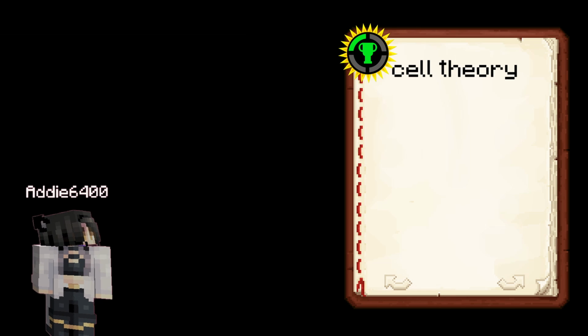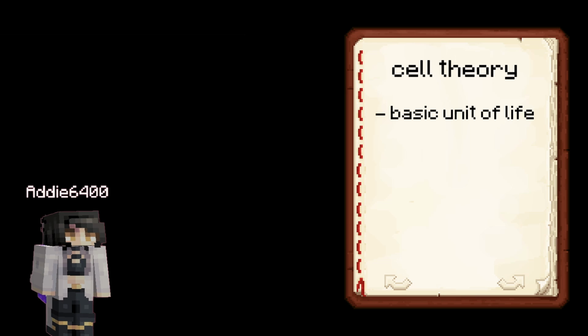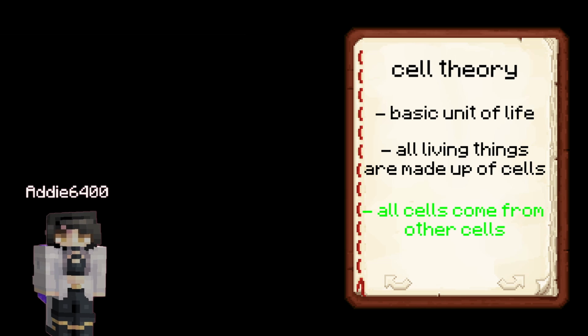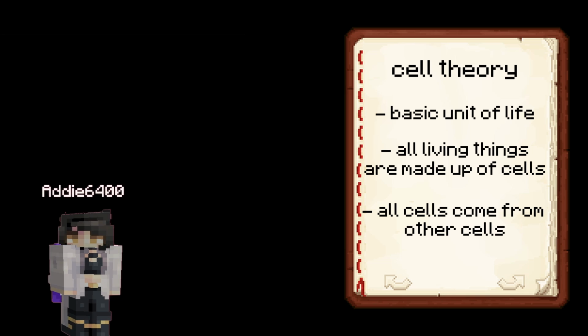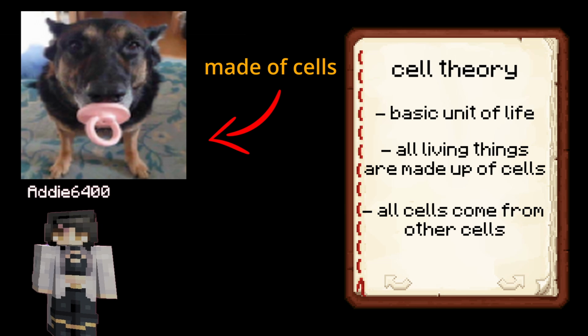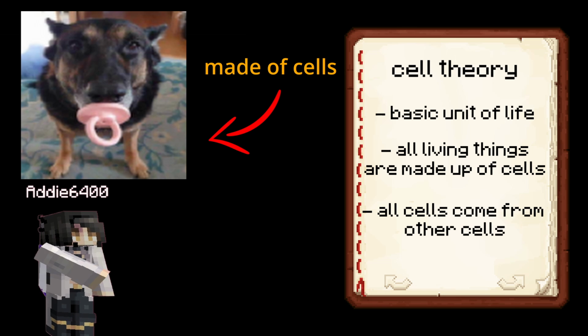The main theory you need to know about cells is the cell theory. The cell theory states that cells are the basic unit of life. All living things are made up of cells, and all cells come from other cells. Think about it. All living things are made up of cells. That means you are made up of cells, plants are made up of cells, and any living thing you can imagine, even the smallest bacteria, is made up of cells.